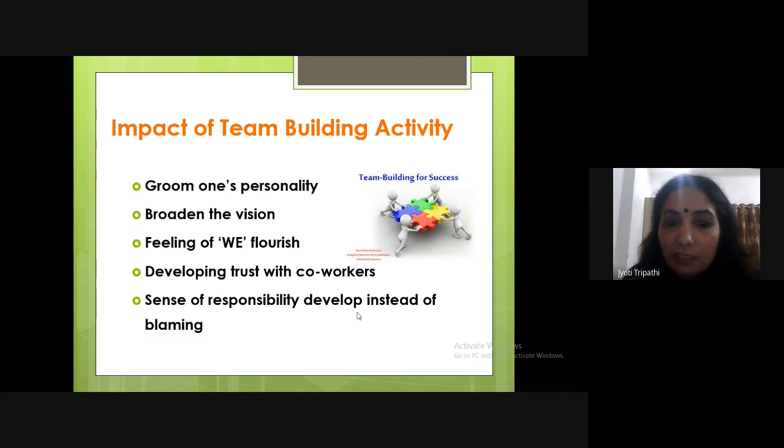Develop a sense of responsibility instead of blaming. Instead of blaming others, pulling them down, and criticizing every time, all of these are negative things, and any kind of negativity will bring out only negative conclusions. So we should trust others, give them responsibility, develop them responsibly, and not blame them.